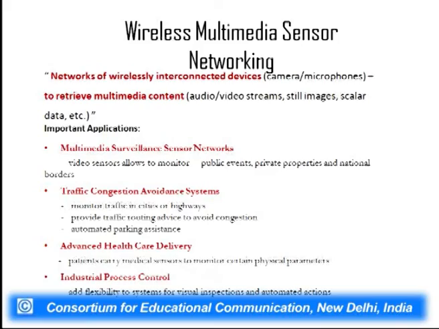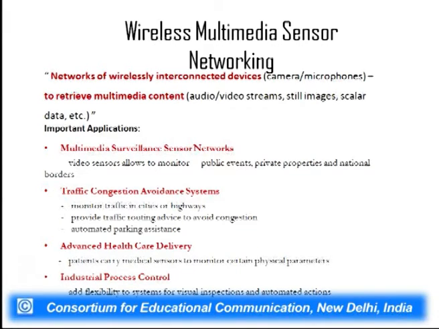Next is wireless multimedia sensor network. Apart from acoustic usage, wireless sensor network can have some multimedia features as well. As you can see, these networks are nothing but wirelessly connected devices, and these devices can be webcams or microphones, etc., that can be used for retrieving content that has some multimedia stuff in it. It can be audio, video streaming, or simple still images, or some scalar or vector data, etc.